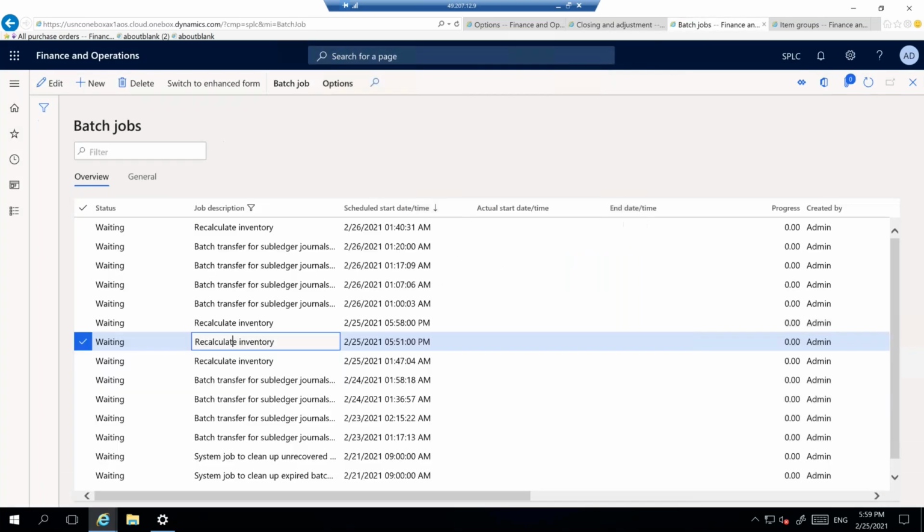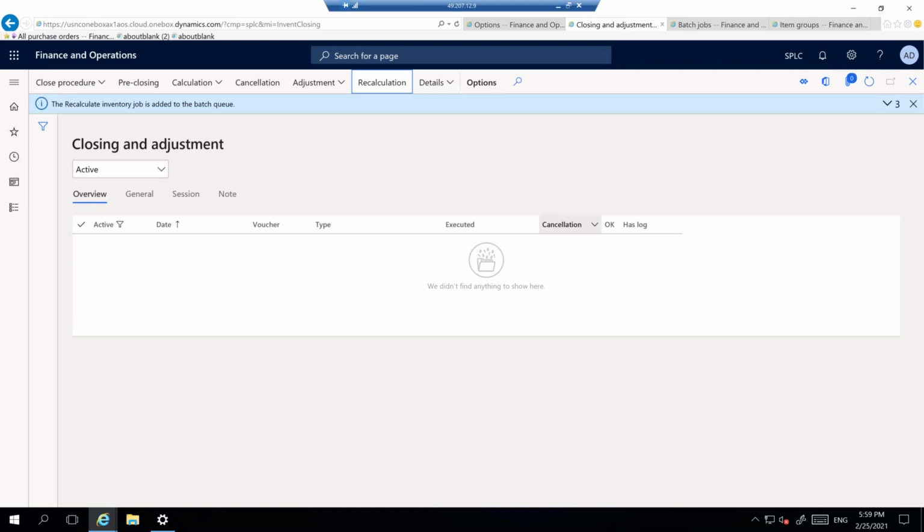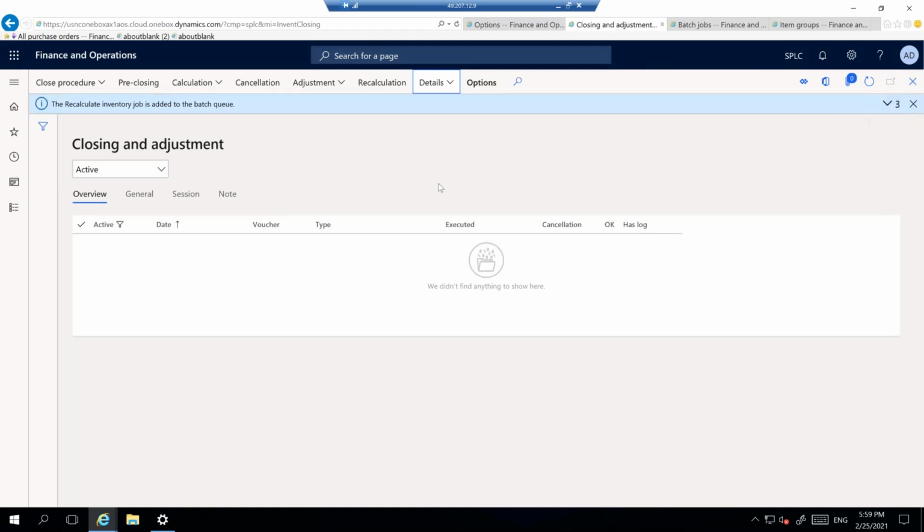Okay, this is not my mistake. I'm sorry to say this one, but what happens if you execute this one? Any one of the batch, if it is executed, then what happens? Here in the inventory value details, it will update the voucher, like debit and credit. So inventory value is increasing through this journal.